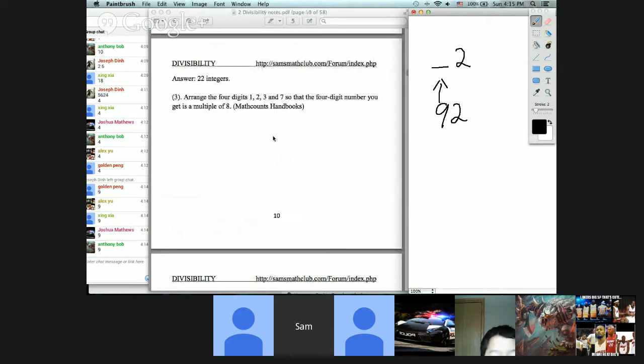Okay, so this problem is from the MathCounts Handbook. See if you guys can handle this. Arrange the 4 digits 1, 2, 3, and 7 so that the 4-digit number you get is a multiple of 8.